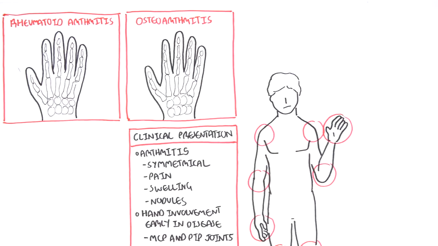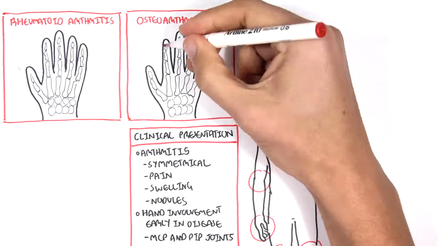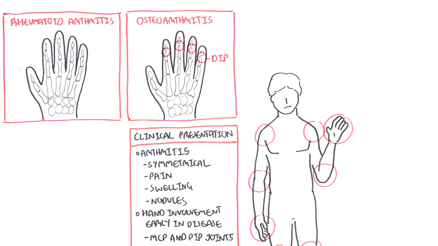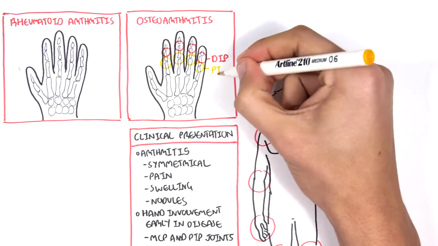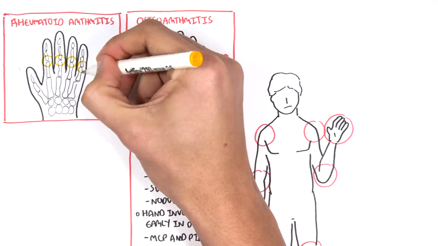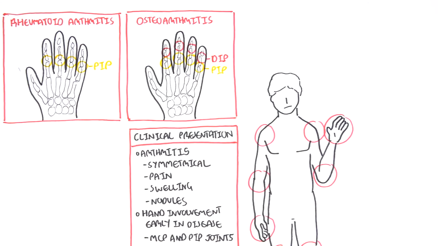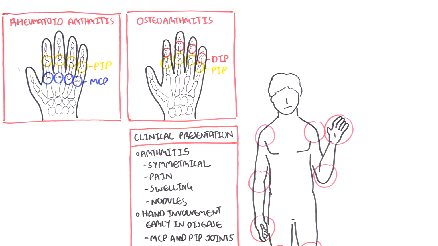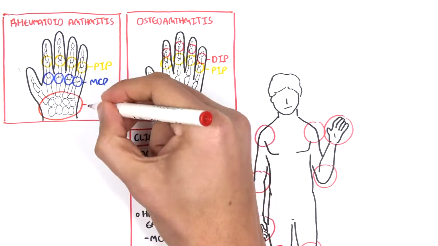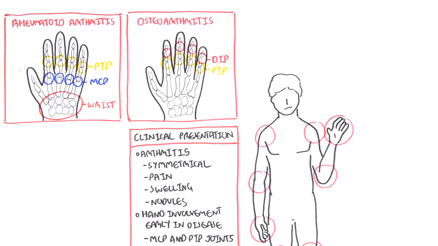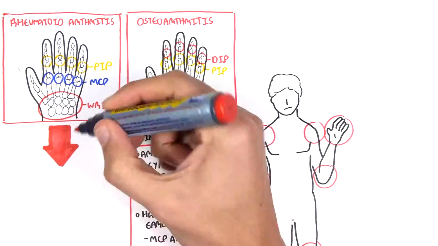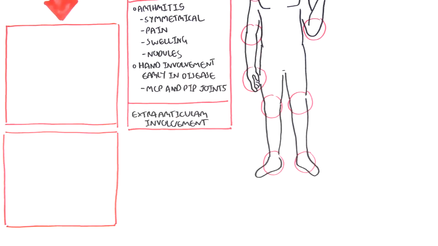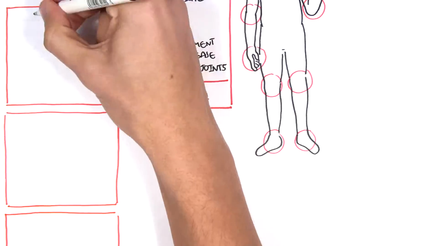So in osteoarthritis, the joints affected are the distal interphalangeal joints as well as the proximal interphalangeal joints. Whereas in rheumatoid arthritis, it is the proximal interphalangeal joints and the metacarpophalangeal joints. As well, you can have other joint involvement, such as the wrist. So these joints are affected early in the disease in rheumatoid arthritis. But as the disease progresses, you can have other features occurring in the hands.